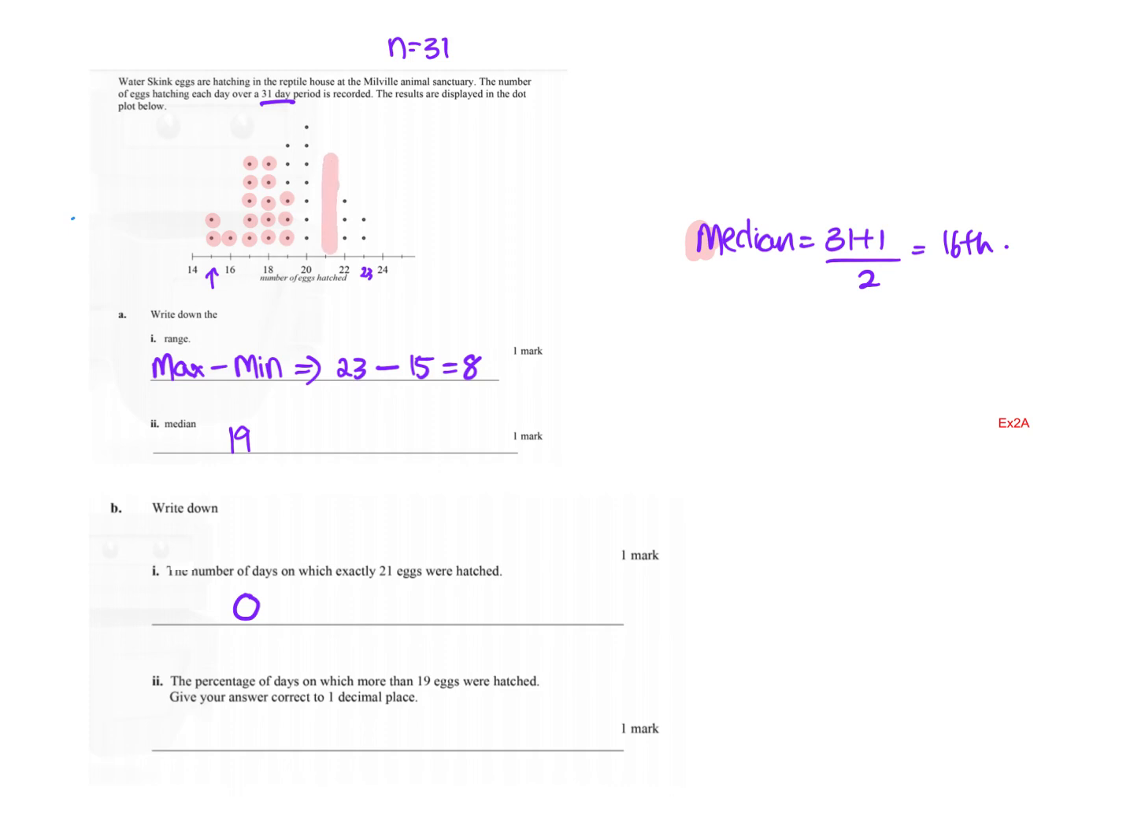Nothing in that one. And the percentage of days on which more than 19. So when they say more, you can't include 19. You'll do more than 19 eggs. Now, be careful. This is saying percentage. So percentage is always the amount out of the total times 100. So the amount is going to be how many more than 19, which is 1, 2, 3, 4, 5, 6, 7, 8, 9, 10, 11, 12. 12 out of the 31 times 100, and it says to one decimal place. So what's that? So 38.7%.